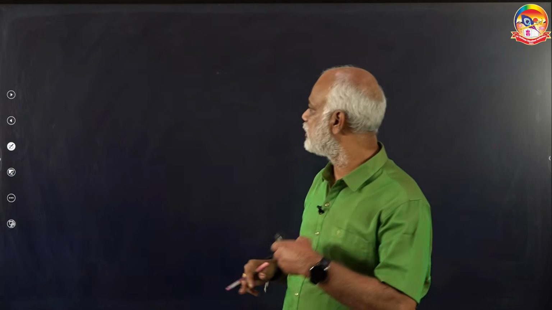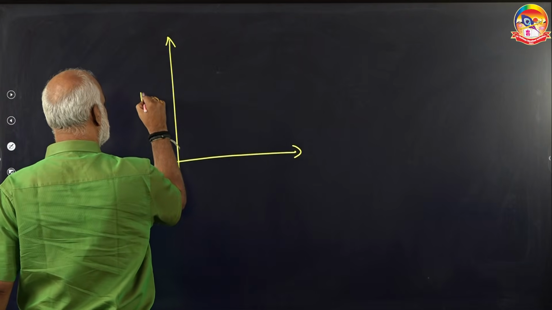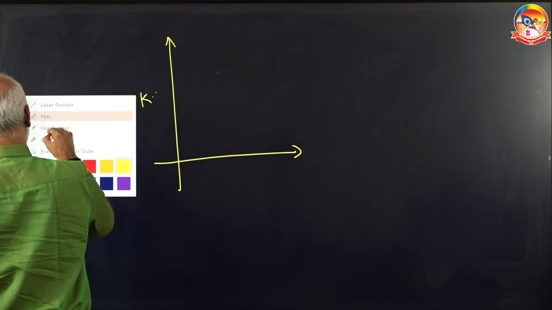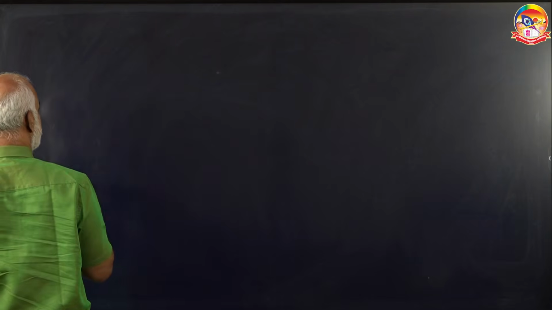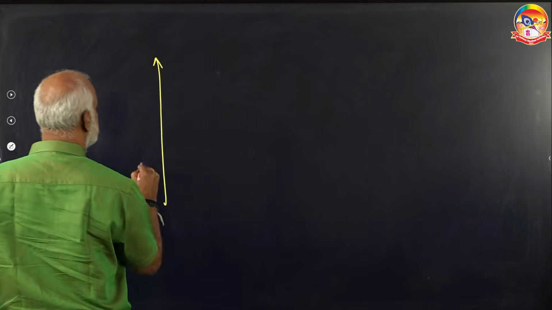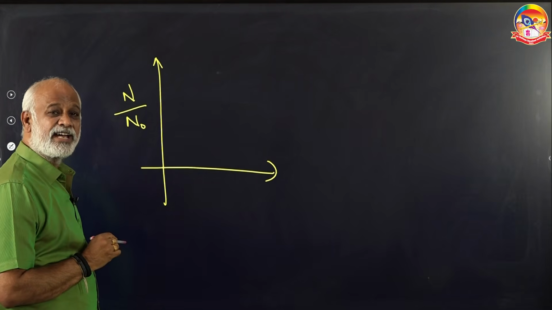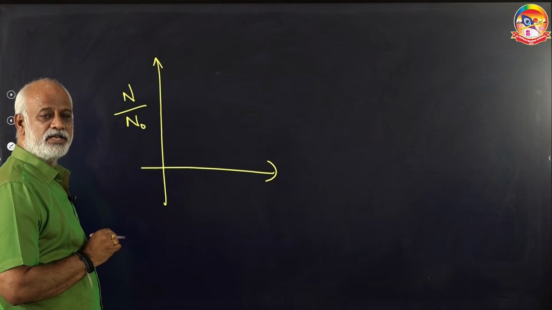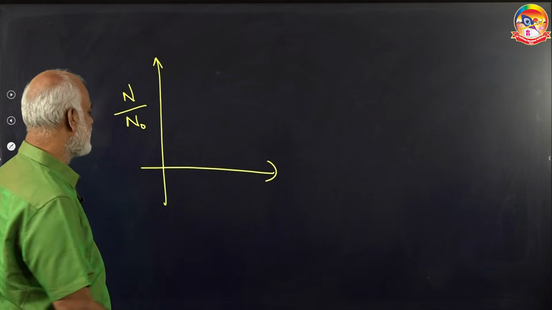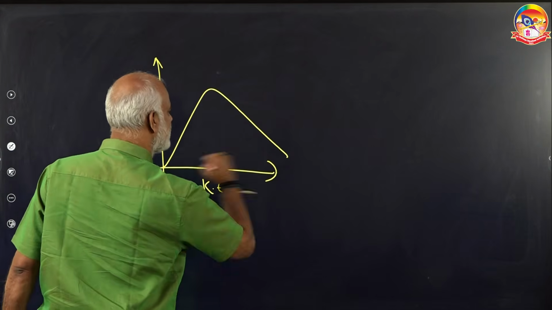Also, if you wanted to see the graphical representation of the temperature, suppose you take kinetic energy, and better take N by N naught. What is N by N naught? Fraction of molecules is called N by N naught. Of the total molecules N naught, N are certain molecules. This is called fraction of molecules. Fraction of molecules with kinetic energy, if you plot, the graph will be like this.